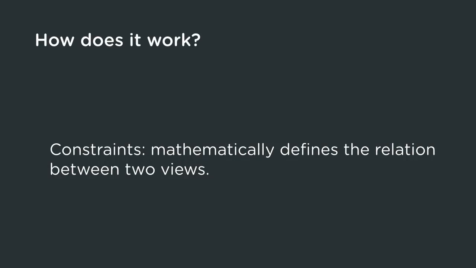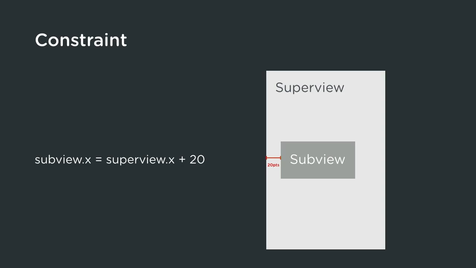So how does auto layout work? Well, the one key factor to making auto layout work is constraints. What are constraints? Well, a constraint is a mathematical definition of a relationship between two views. And you're probably wondering, what does that mean? So let's look at a superview and a subview.